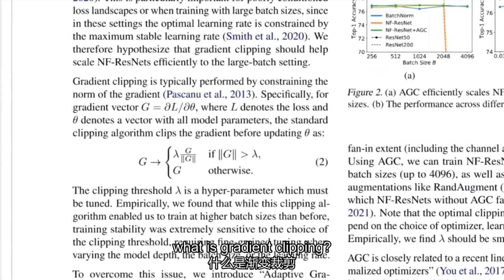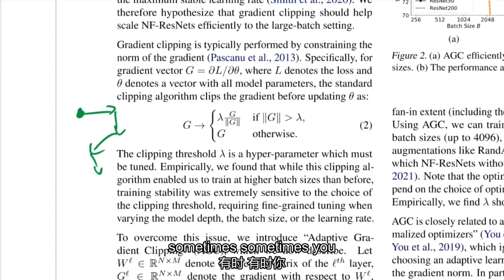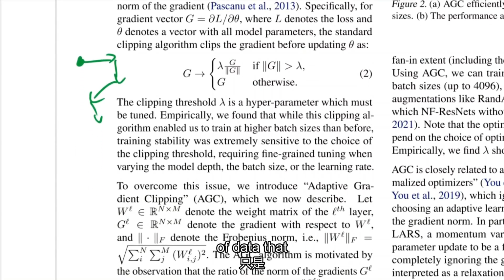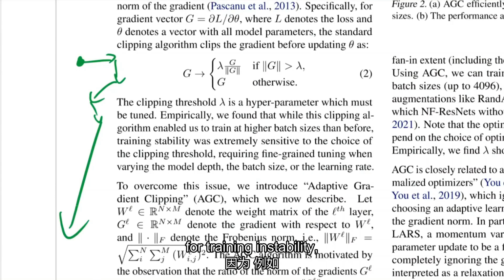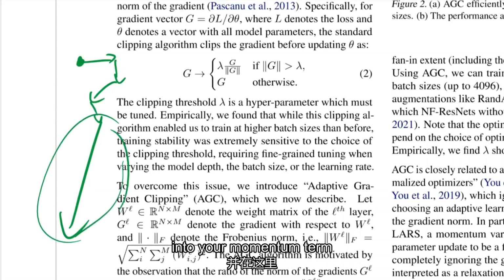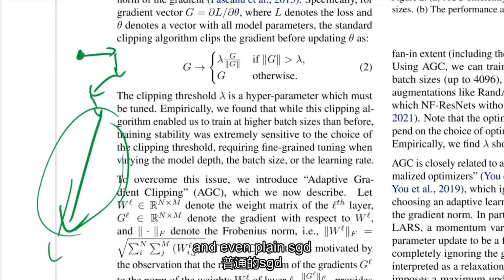Now, what is gradient clipping? So usually, right, you have a parameter. It sits here in the parameter space, and then you get a gradient, and you follow that gradient. You go over here, down here, over here, down here during training. Now, sometimes you have a batch of data that just tells it to make a huge jump. And these huge jumps are often the cause for training instability. Because, for example, if you use SGD with momentum, that thing will get into your momentum term and just skew the training over here. It will screw with your Adam buffers, and even with plain SGD, it's not really good if you take giant jumps.